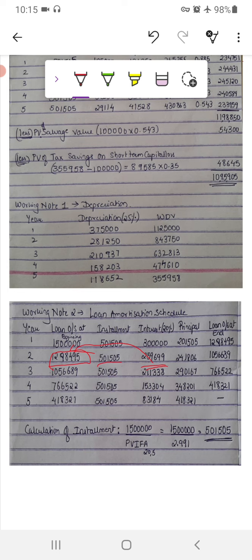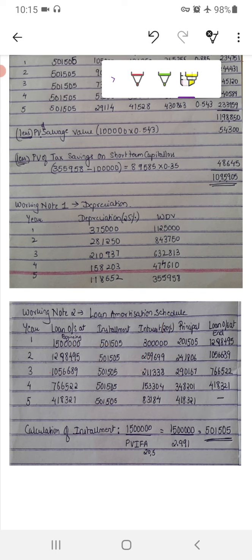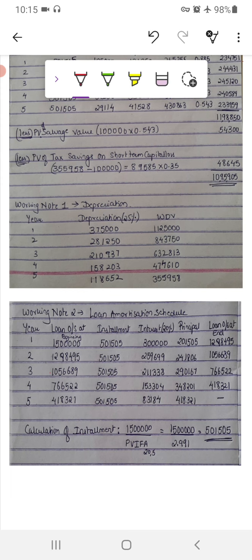12,98,495. So 12,98,495 into 20% gives you 2,59,699. So that is how you calculate interest. So then installment amount minus interest will give you principal amount, and loan at the beginning minus principal gives you loan at the end. Once you get the loan at the end, the same value would be the loan at the beginning for the next year.